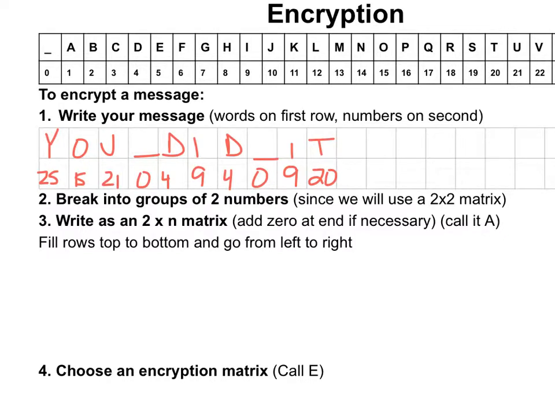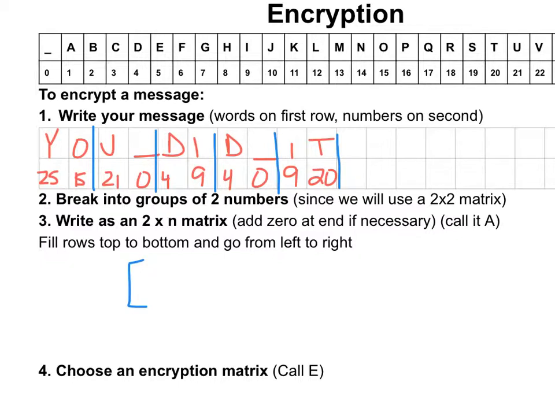Once you've done that, we're going to break it into groups of 2 numbers because we're going to be using a 2 by 2 matrix. If you used a 3 by 3, you would do groups of 3 numbers and so on. So break it up. If for some reason I had an extra spot at the end, we would just add a 0. Now we're going to write this horizontally as a 2 by n matrix. That just means 2 by however long it takes me to fill up.